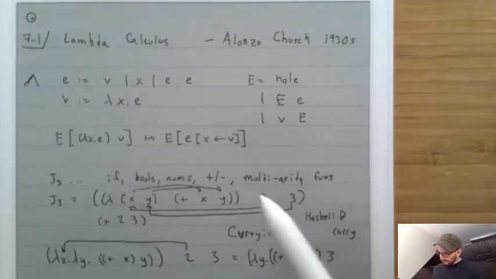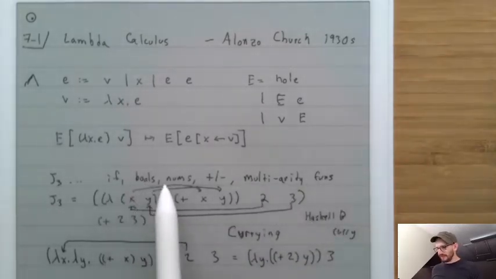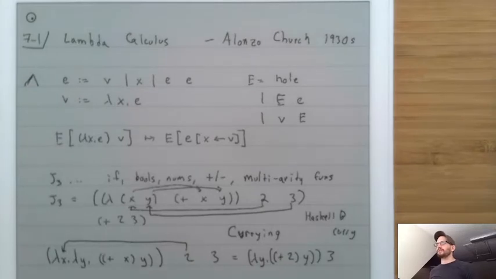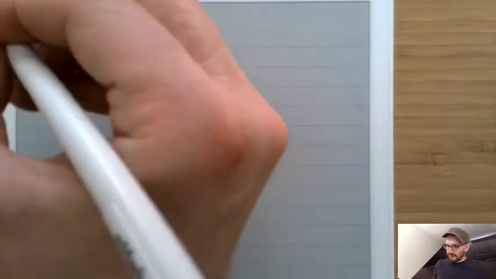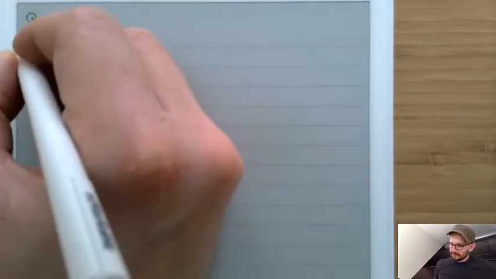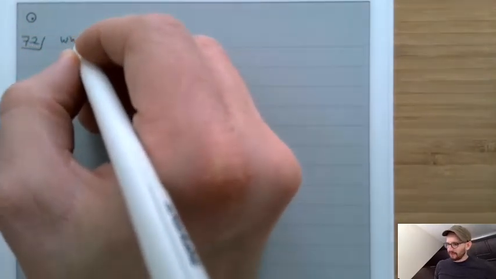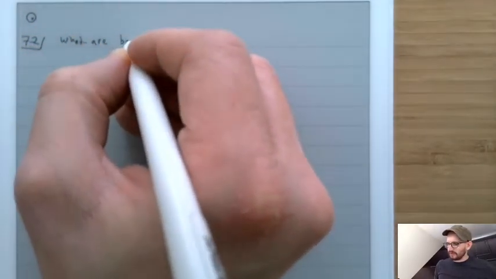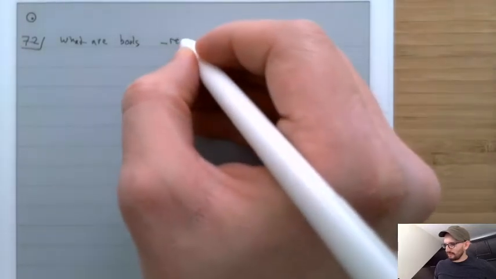Now, what about these other things like ifs, booleans, numbers, and addition and whatnot? Well, it turns out that the lambda calculus contains these as well, although it contains them after a bit of encoding and understanding what booleans and numbers really are. So let's talk about what booleans really are. So what are bools really?